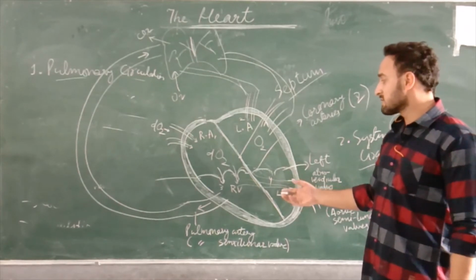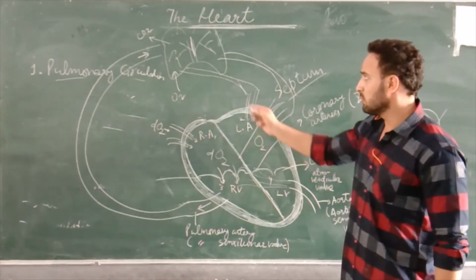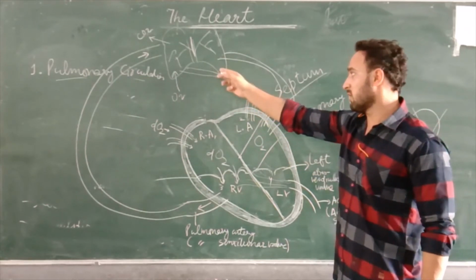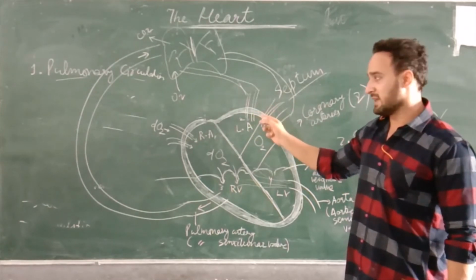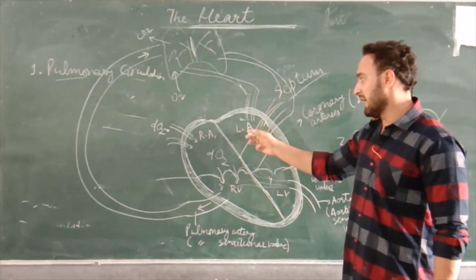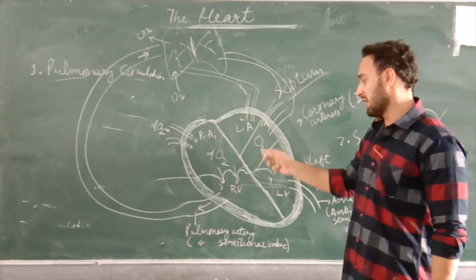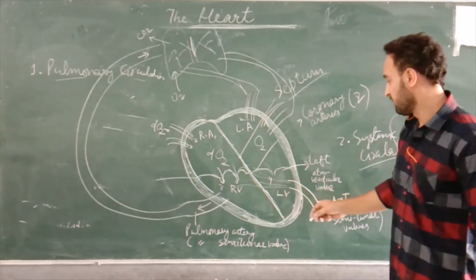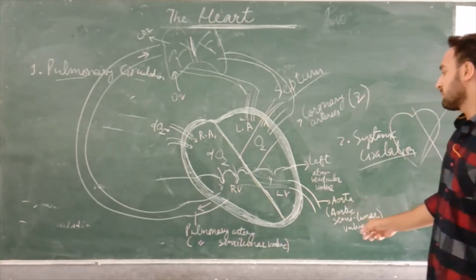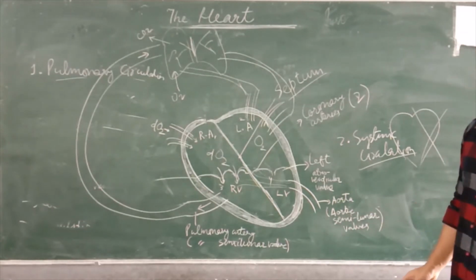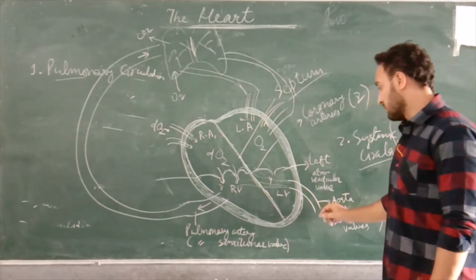Left ventricle receives the oxygenated blood from the left auricle. How does this happen? As I told you, the oxygenated blood was brought to the left auricle by the four pulmonary veins. And when the left auricle contracts, the blood goes to the left ventricle. And when the left ventricle contracts, the blood goes to the different parts of the body through the aorta.